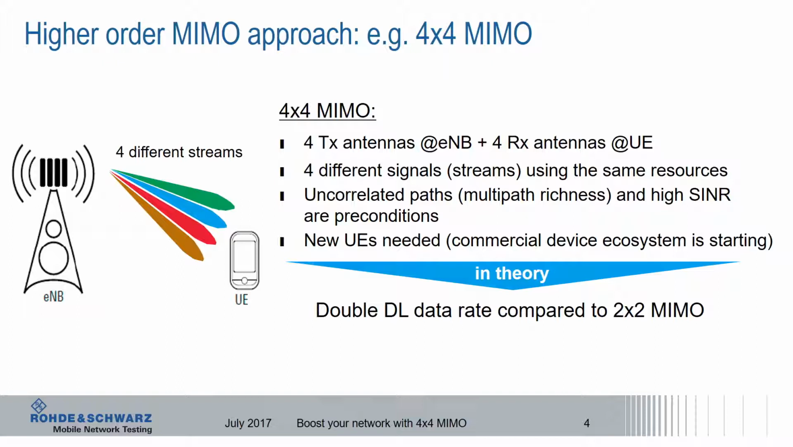If we are using 4 streams instead of 2, we can really double the downlink data rate compared to 2x2 MIMO. And this finally gives us a real throughput gain in the network because we are using the air interface resources more efficiently.